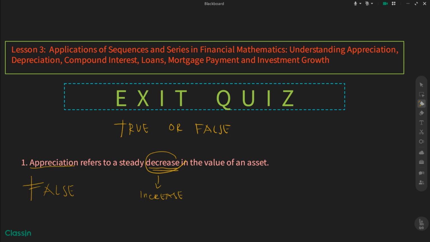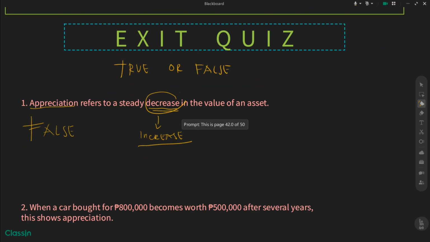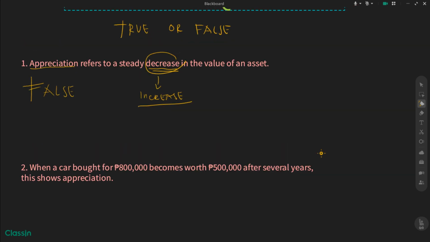The opposite of appreciation is depreciation. The statement describes depreciation, but what is given in number 1 is appreciation. Therefore, the statement is false, because appreciation refers to an increase in the value of an asset over time. So that's the first question. Now let's move on to question number 2. For 30 seconds, your timer starts now.